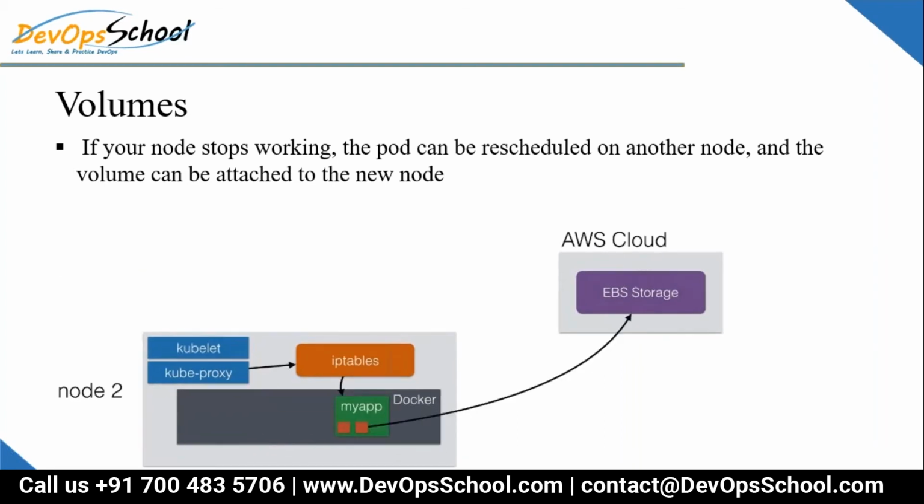So this is the power of AWS. I mean, this is the power of the volume plugin. Different kinds of plugins are there. One example I showed you was the host path plugin. Another one is the cloud plugin, the AWS cloud plugin, and so on.